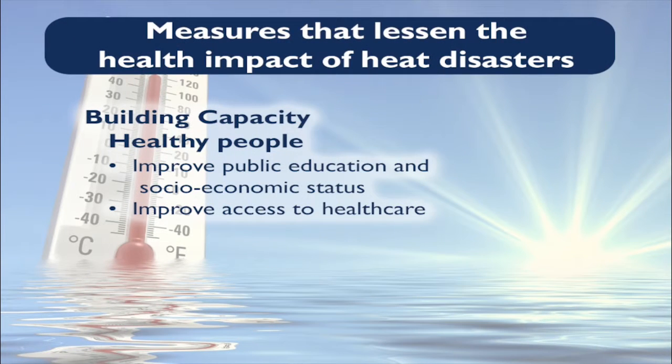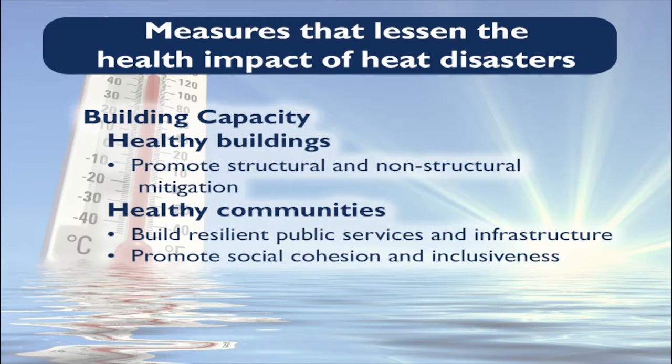We also build this capacity for healthy people, healthy buildings, and healthy communities. So healthy people have good public education, they have good socioeconomic status, they have good access to health care. Healthy buildings promote structural mitigation, they cool themselves, they don't become heat traps where all the heat is built up and poor ventilation. In addition, healthy communities help to build public services and infrastructure that actually withstand these types of events. We have less power outages, and also this idea of social cohesion and inclusiveness. Outreach into the extremes of age, different socioeconomic statuses, and so on. We really have to think in terms of being more holistic in the community in order to build this capacity to be resilient.